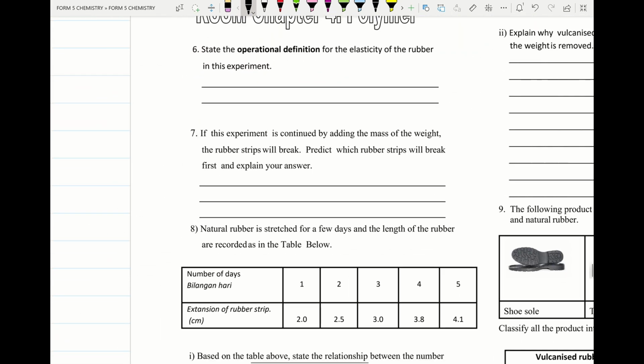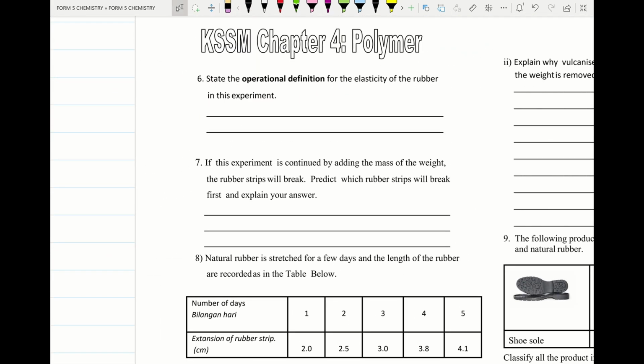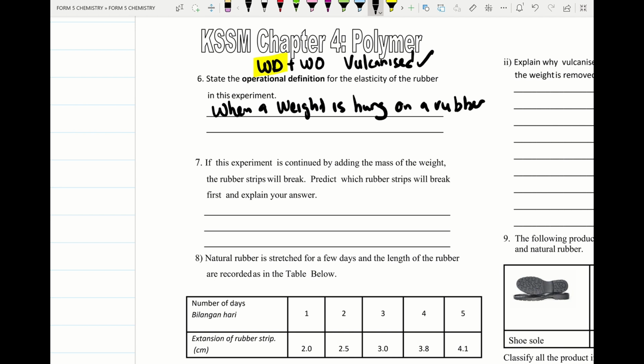We move on to question number 6: state the operational definition for the elasticity of rubber. Operational definition is what is done plus what is observed. When the weight is hung on the rubber strip and then removed, the rubber strip that returns to its original length is vulcanized rubber, because vulcanized rubber is able to retain its original length. So what is done in this experiment: when a weight is hung on a rubber strip and then removed. This is what is done.